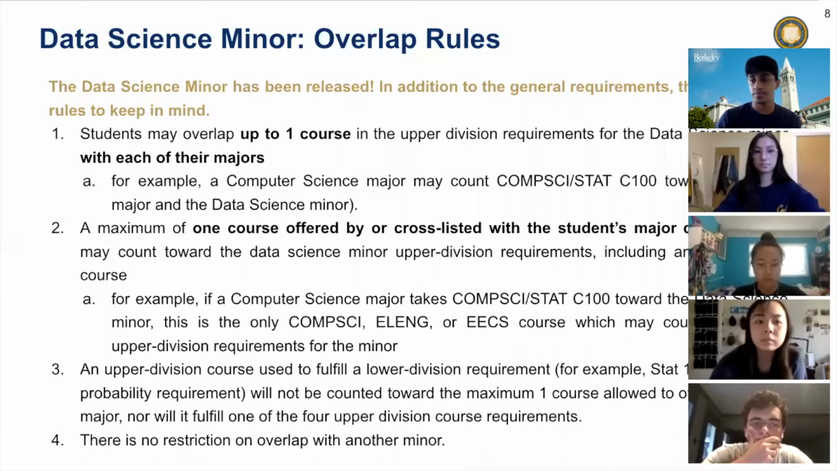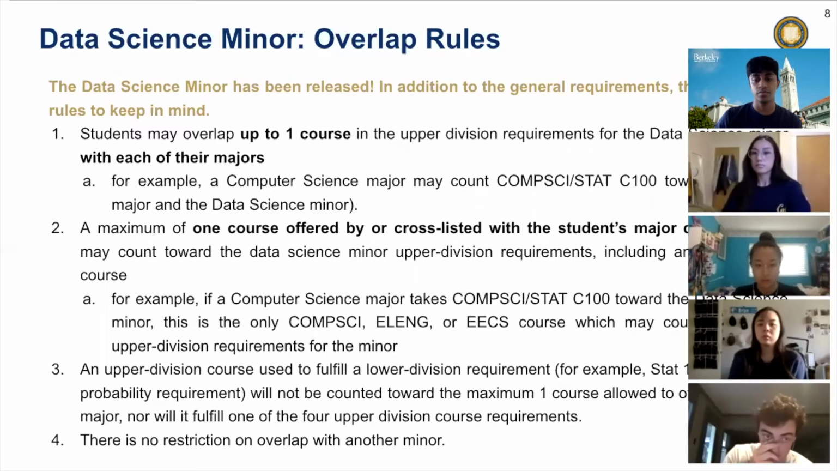Cool. So the data science minor has some pretty specific overlap rules. Usually for most minors at Berkeley, you are allowed to overlap one course with your major. For example, if you're a computer science major, you can count Data 100 towards both the major and the data science minor. But one special thing with the data science minor is that a maximum of one course offered by or cross-listed with the student's major departments may count toward the data science minor upper division requirement, including any overlapping course. That means you can only have one course from your department. If you are a computer science major or a stat major, you can only have one course from that department overlap with the actual minor.